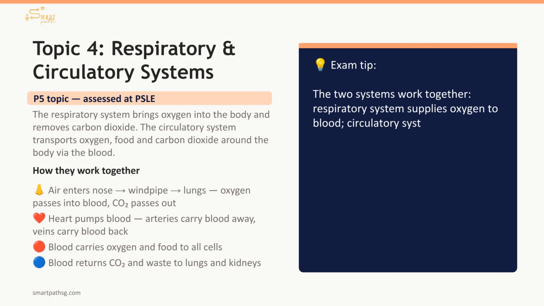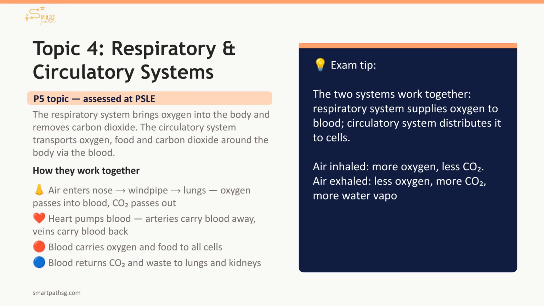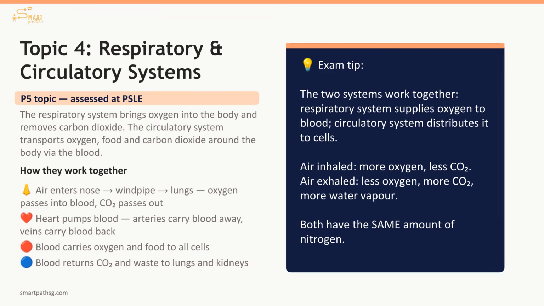The respiratory and circulatory systems are frequently tested together. The respiratory system supplies oxygen to the blood, and the circulatory system distributes it. You must know the composition of inhaled versus exhaled air. Same nitrogen, more oxygen in, more carbon dioxide out. Also know that the heart has 4 chambers and blood flows in a continuous loop.